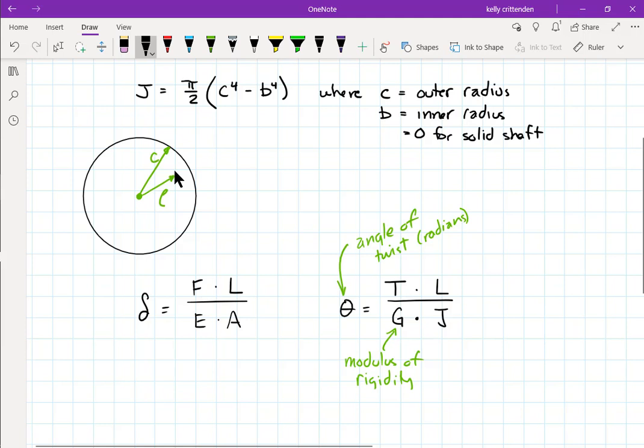So if it's a shaft that has multiple torques on it, then you actually have to do the same type of thing that you did for a bar that had multiple forces on it. You treat each little section separately and add up all the angles of twist.